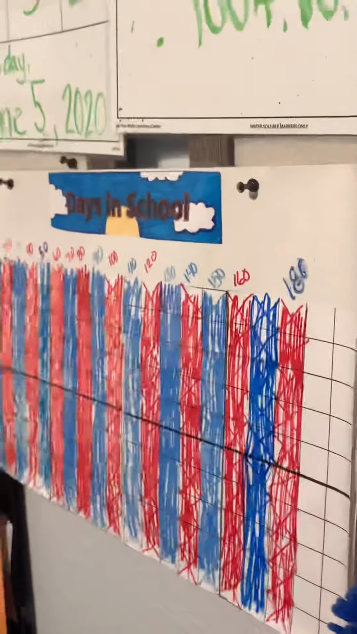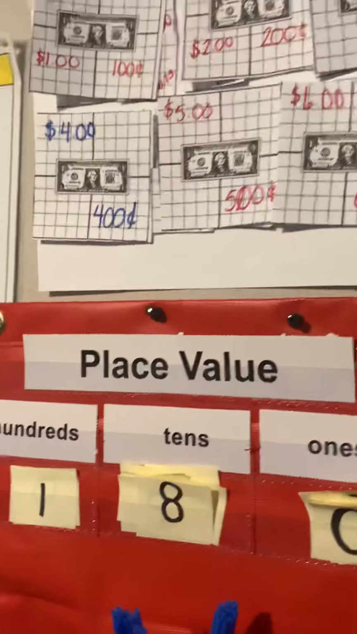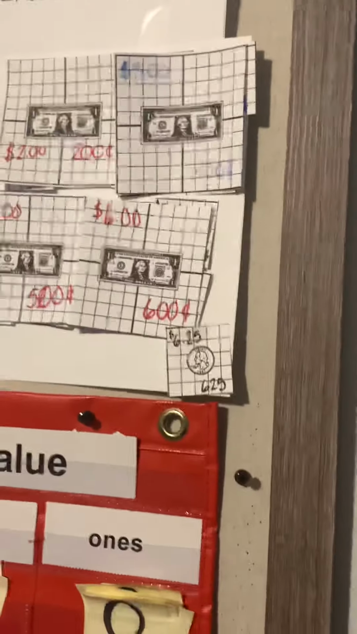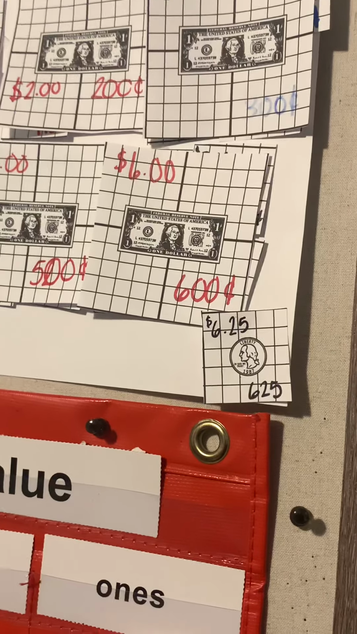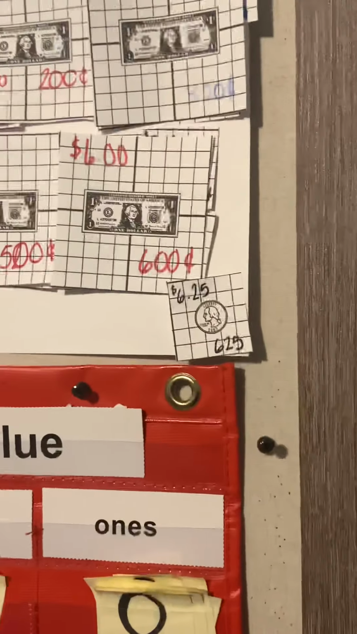All right, and we're gonna add 1 last quarter. So we had $6 yesterday. So if I add another 25 cents, I have $6.25. Or I have 625 cents.